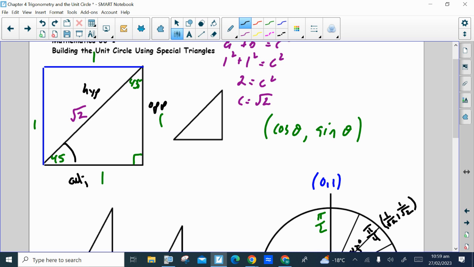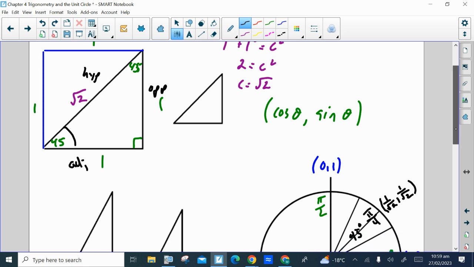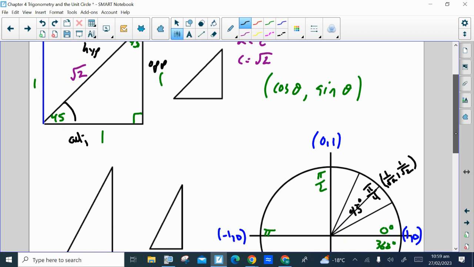So there we go. We filled in that first stop on the unit circle for pi on 4 radians or 45 degrees. They're both 1 over root 2, which comes from this special triangle. And remember, this tells us that the cosine of 45 degrees or pi on 4 radians is 1 over root 2. And it just so happens that the sine is the same value, 1 over root 2.